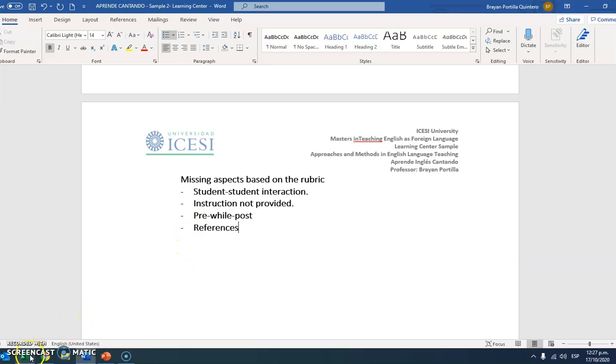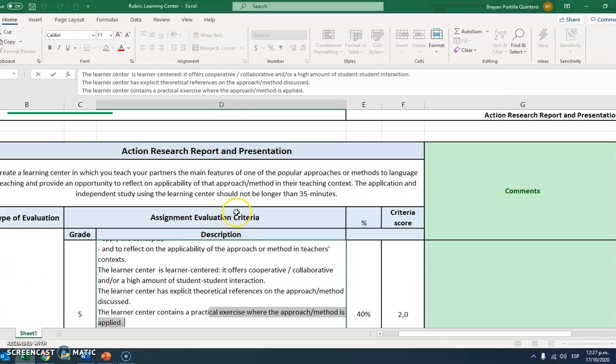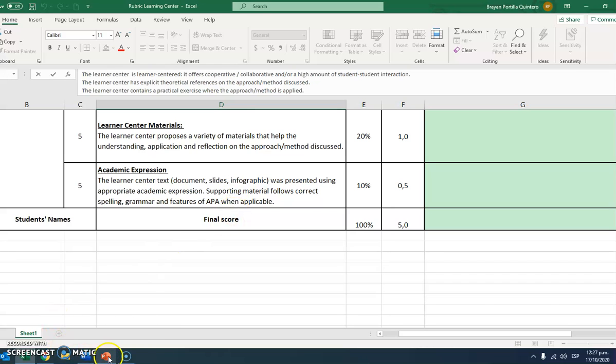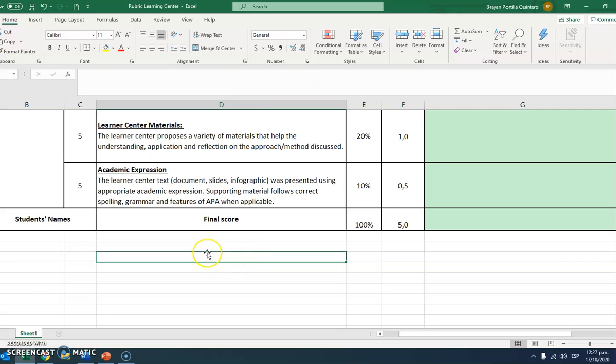So what do you have to do for your learning center? Keep in mind the rubric, take a look at these examples that I am giving you, and make sure that if a teacher takes the learning center, the person is able to fully understand the method, apply it, and reflect on whether it is a method, methodology, or approach that they can actually use in their classrooms. Thank you.